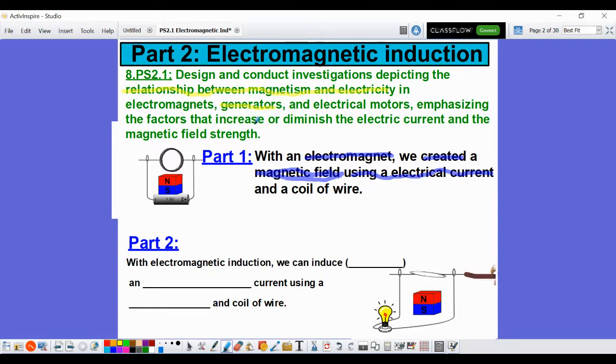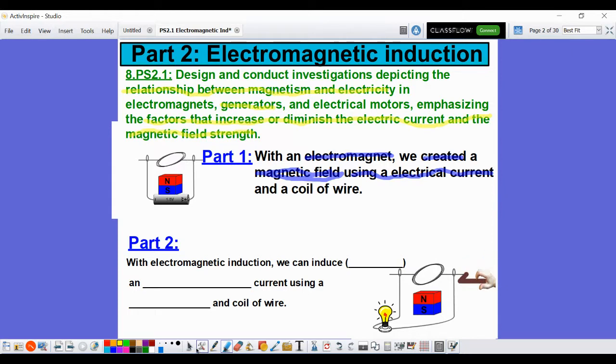But we're going to look at generators, and we're going to look at the factors that increase or diminish the electric current and the magnetic field strength. We've done this pretty much with an electromagnet, but remember, we're not looking at an electromagnet. We're looking at a generator. We're looking at the idea of induction. So let's go ahead and fill in the blanks here with part 2.